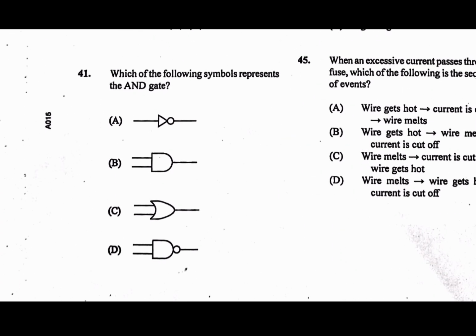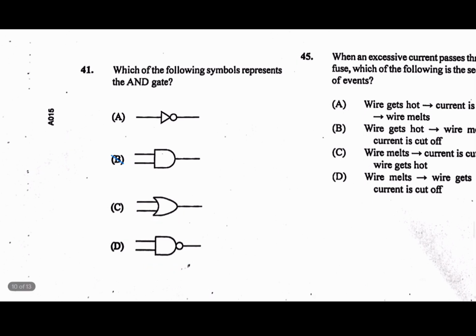41. Which of the following symbols represents the AND gate? The AND gate is represented by B, right? A is a NOT gate, C is an OR gate, and D is a NAND gate.